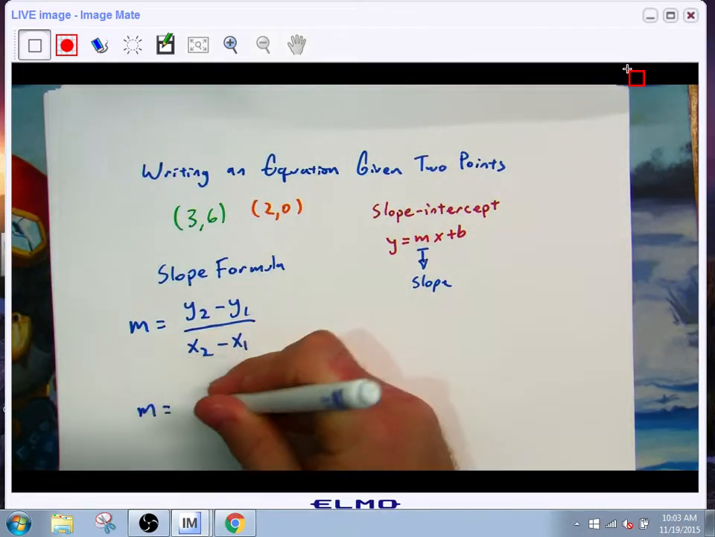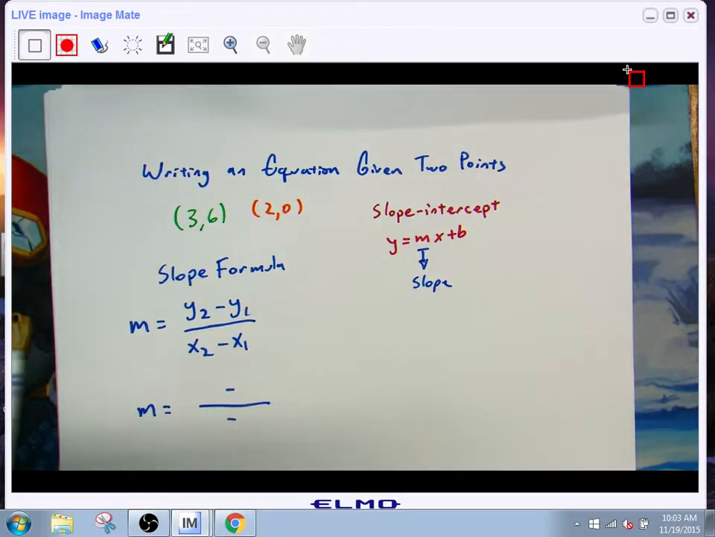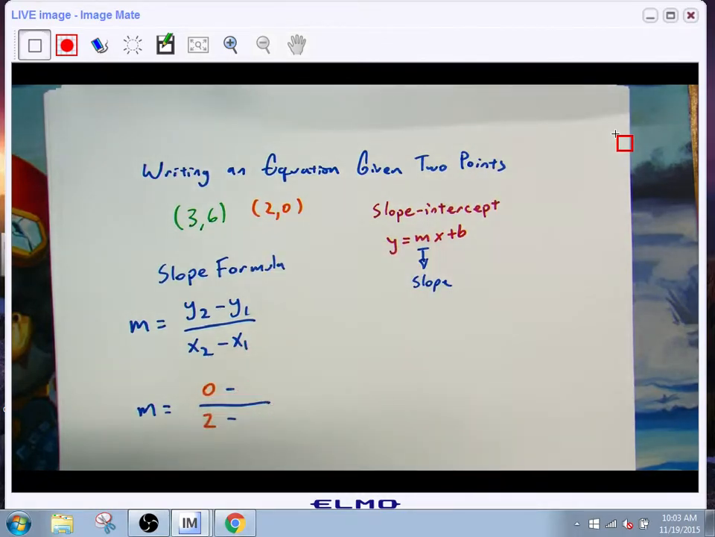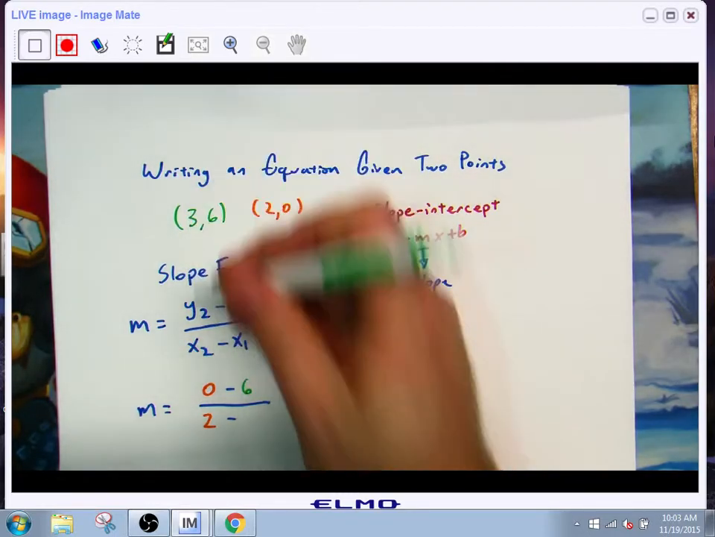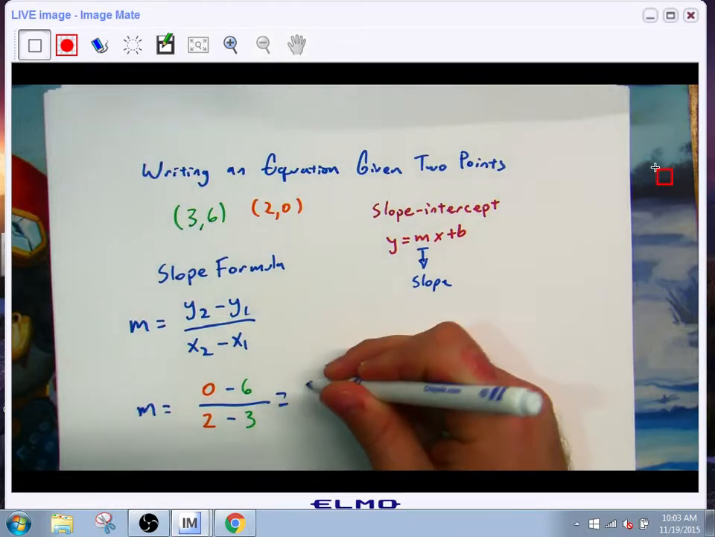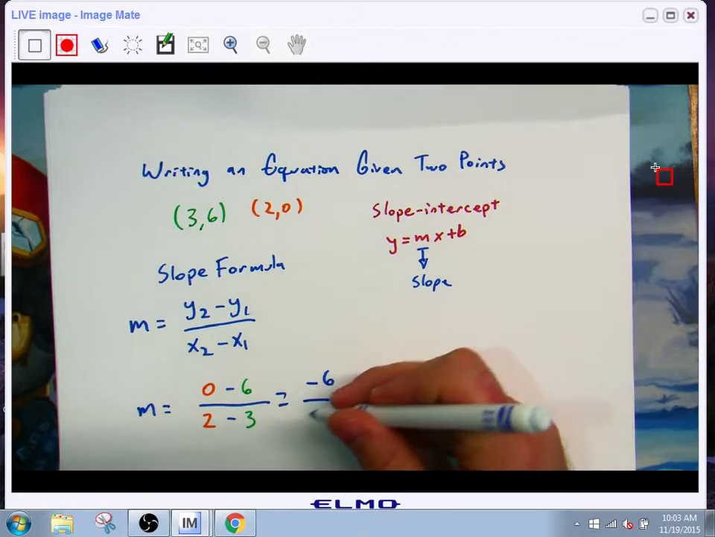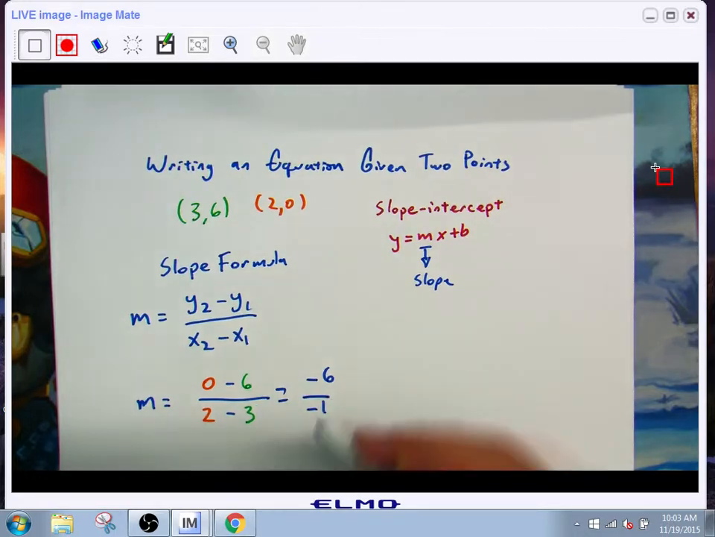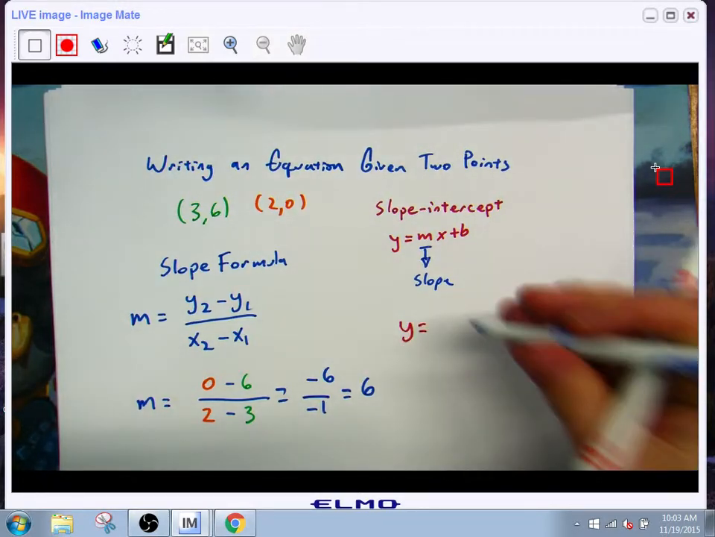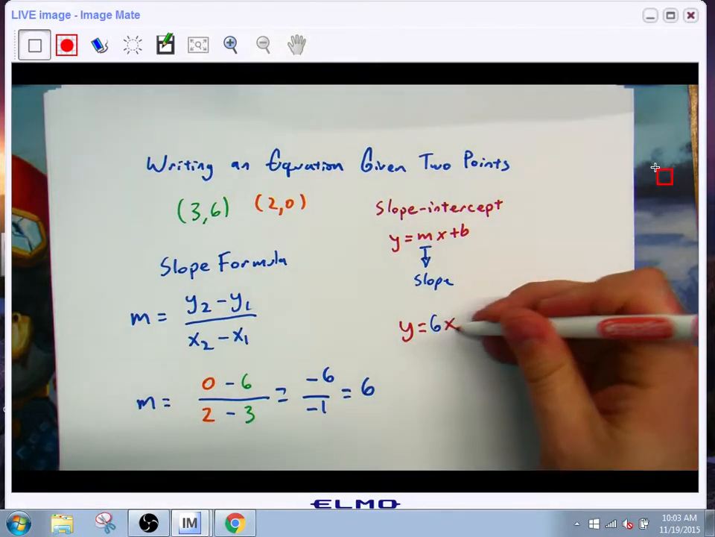So my m is going to be, well, I'll say orange is my second point because it's the second one I wrote. My y is 0. My x is 2. I'm going to say the green is my first point because it's the first one I wrote. And my y is 6. And my x is 3. I do some math. 0 minus 6 is negative 6. 2 minus 3 is negative 1. Negative 6 divided by negative 1 is 6. So now I know that my slope is 6. So I know that y is going to equal 6x plus b.